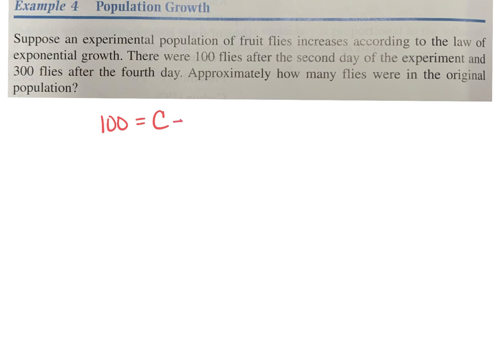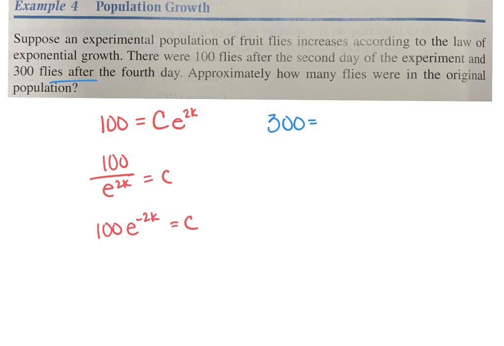We would say e to the 2k here. That's after 2 days. If we were solving for C, then we would divide both sides by this. So we would have 100 over e to the 2k equals C. Or you could write it like this, 100 e to the negative 2k, right? Because negative just puts it in the denominator. And so if we use this as our C, we can actually go on to the next group of information that we have. We have 300 equals, and instead of C, we're going to write this guy.